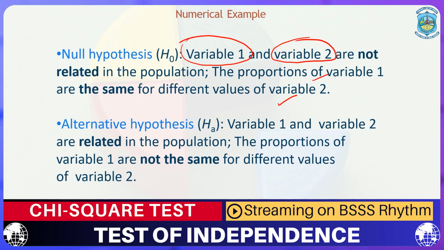Let us have a look at the alternative hypothesis HA. Variable 1 and 2 are related in the population. The proportions of the variable 1 are not the same for different values of variable 2. So, this can act as a template for you to frame your null hypothesis and the alternative hypothesis for the test of independence. You just have to replace the names of the variable 1 and the variable 2.